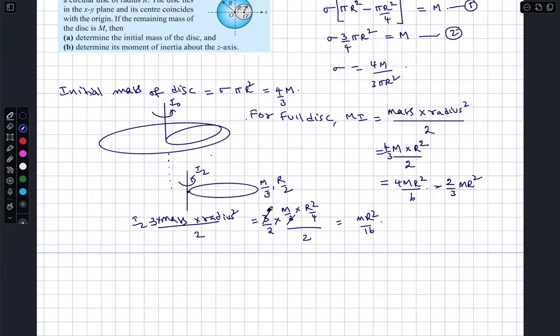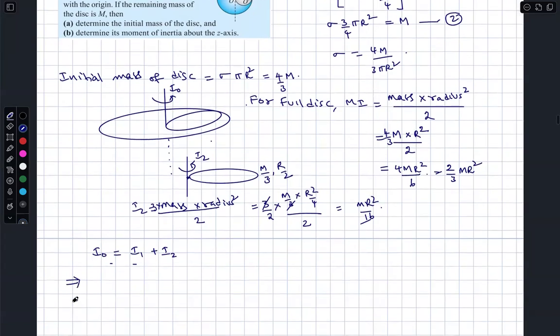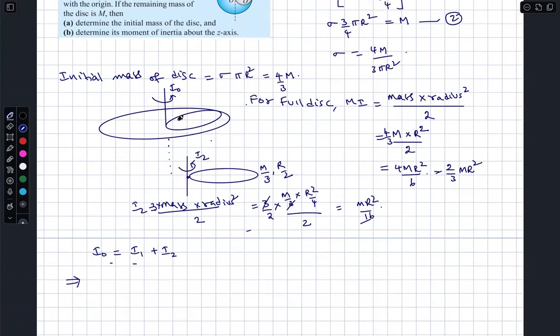Right. That is I2. So I naught is I1 plus I2, which implies I1 is the remaining part. I naught minus I2, which is 2 by 3 MR square minus MR square by 16. That's your answer. Now please confirm from your side, have you understood this or not?